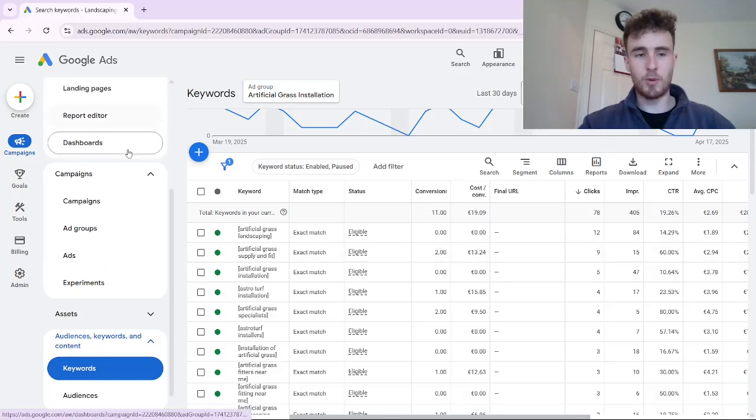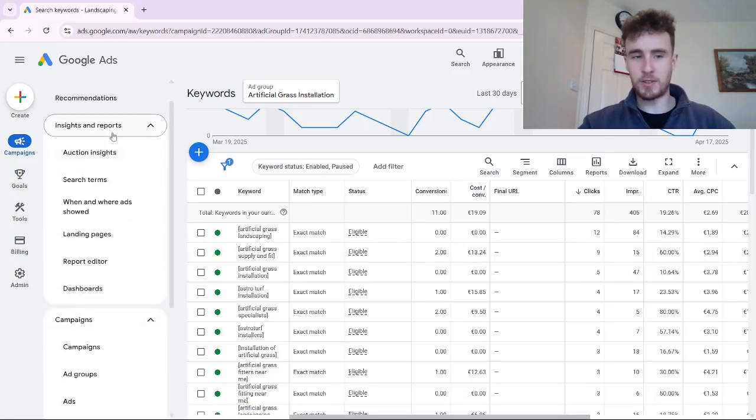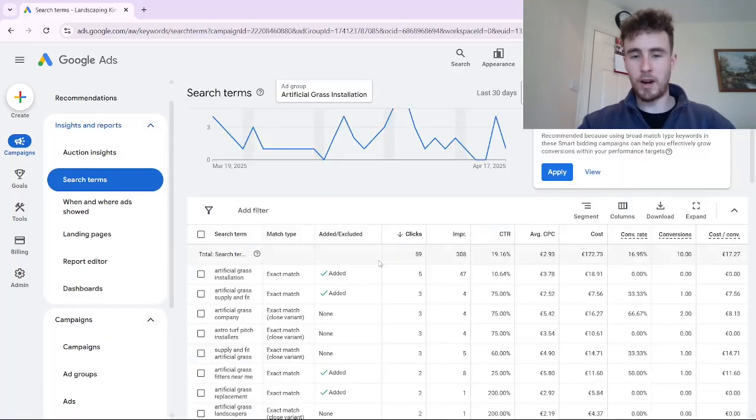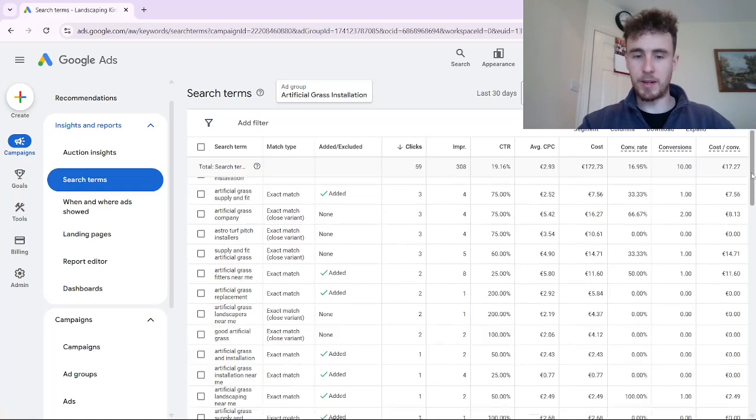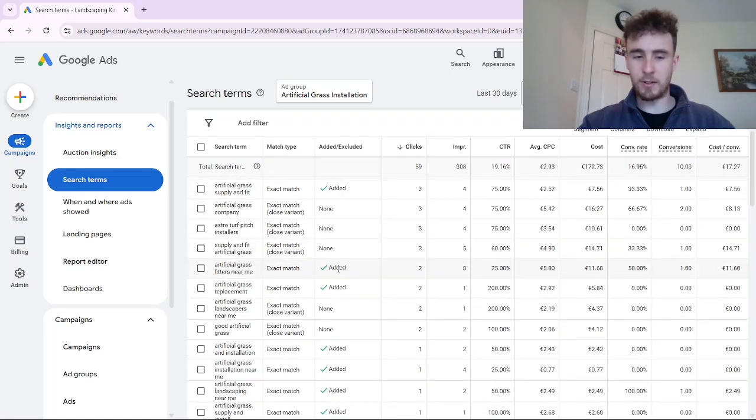So, you really want to make sure that the keywords you target have the intent of getting the service that you offer done. And it's always worth checking the search terms report under insights and reports as well, where you can see all of the actual search terms you've appeared for. So you know that the searches that you're appearing for where people actually see your ads are relevant to what you offer. And if your ads are appearing for search terms that are completely irrelevant, then you can start adding those as negatives to your campaign.